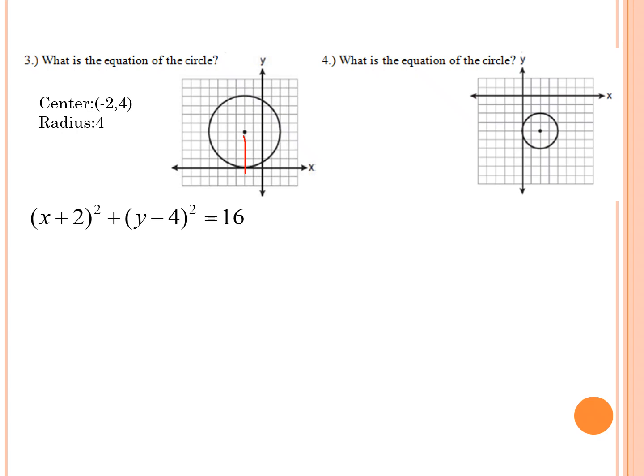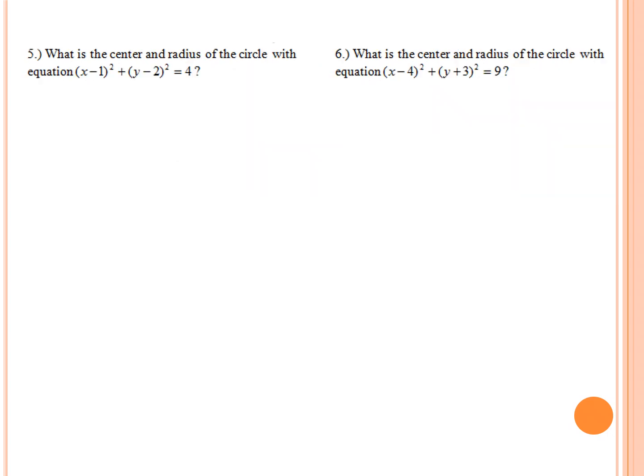For number 4, you're going to do the same exact thing as what we did for number 3. Make sure that you start at the origin when you count your points. So the center is right 2, down 4, and then our radius is 2. When you write out that equation, make sure your 4 is negative, so you have to change that negative to a positive in our equation.